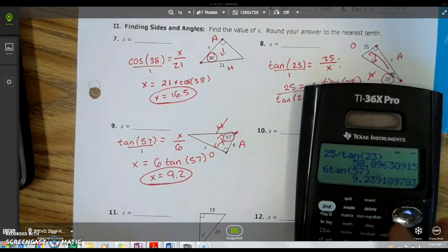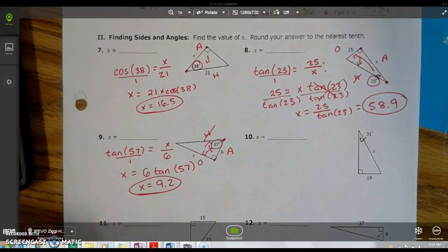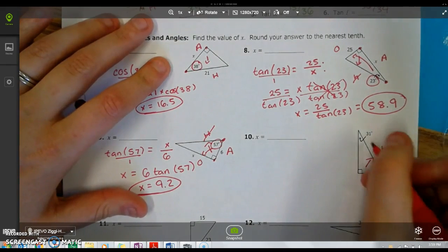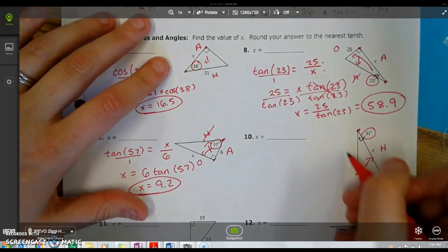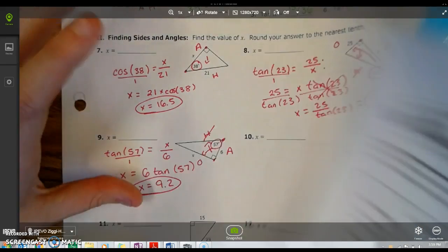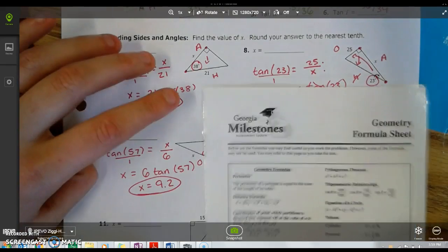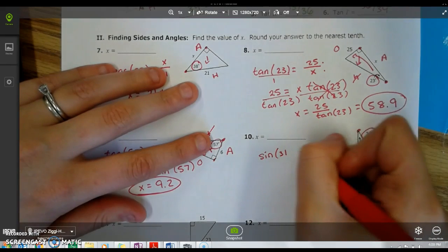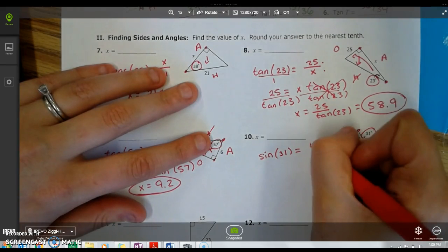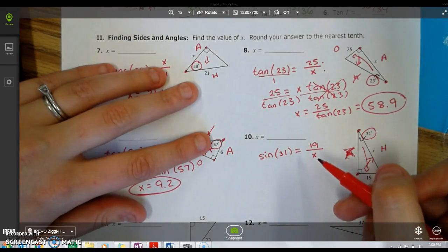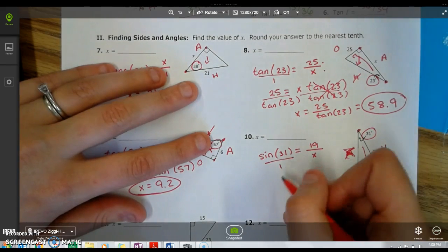Number 10. I have a hypotenuse this time. It is x. I come to my angle. Adjacent is in between these. That is the one that I don't have. Cross that out. And I do have opposite, right? Opposite hypotenuse is sine. Angle 31. 19 over x. Opposite on top of hypotenuse, right? And we can cross multiply every time if that's what you like doing.